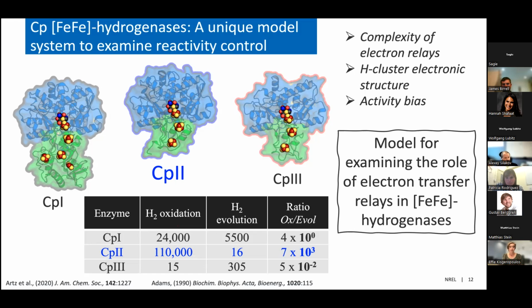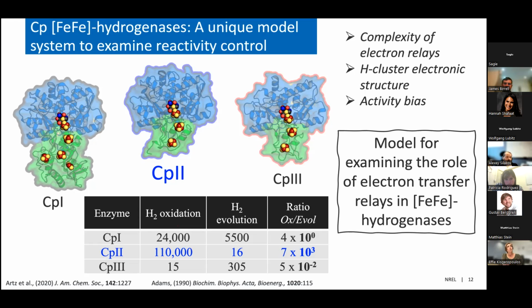So CP1, like I mentioned, has the 4 iron sulfur clusters there in the green domain that represents the electron transfer region. And CP2 and CP3 both have 2. However, CP2 in particular, the iron-iron hydrogenase 2 in this organism, we're interested in because it has this high directionality to its reactivity as well. So it really favors the H2 oxidation reaction versus the reverse reaction backwards.